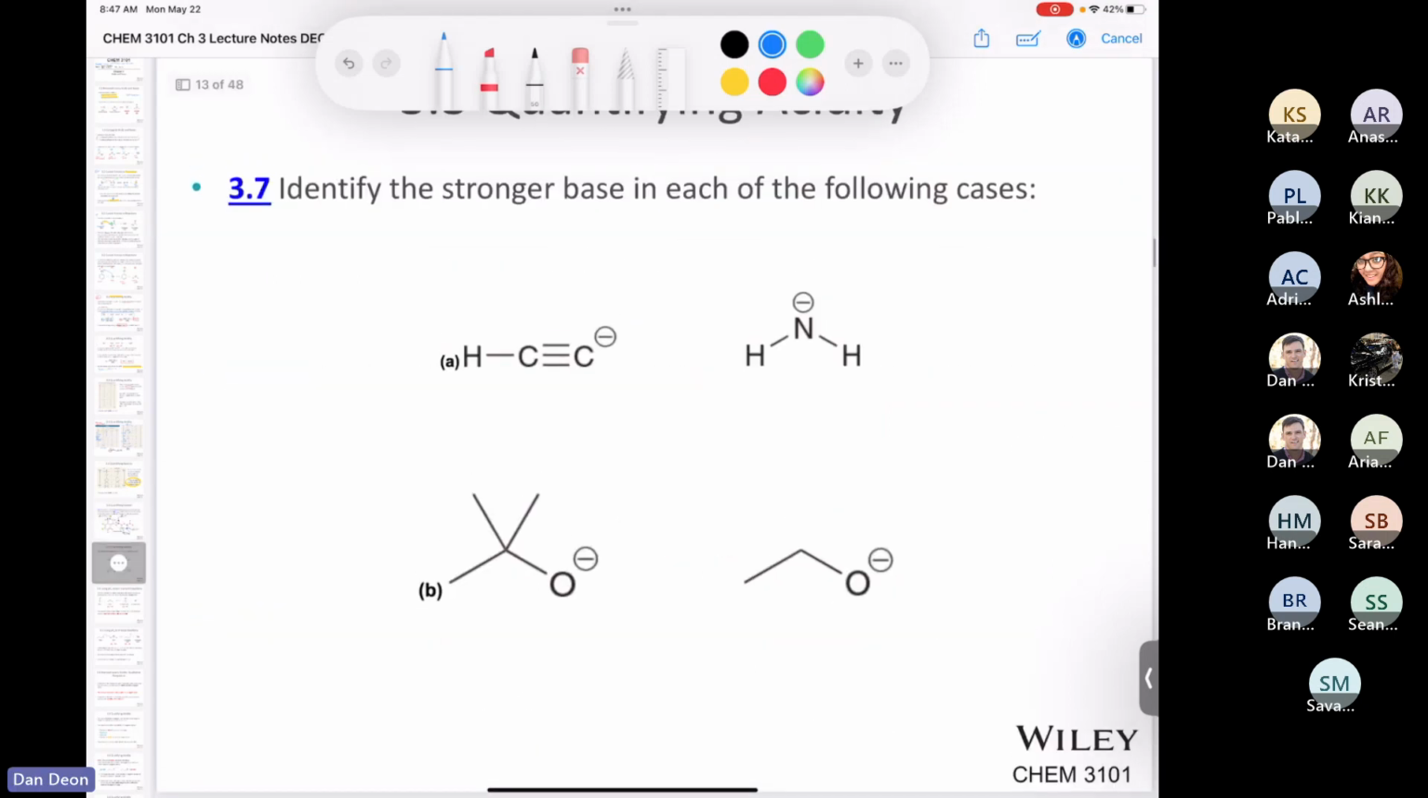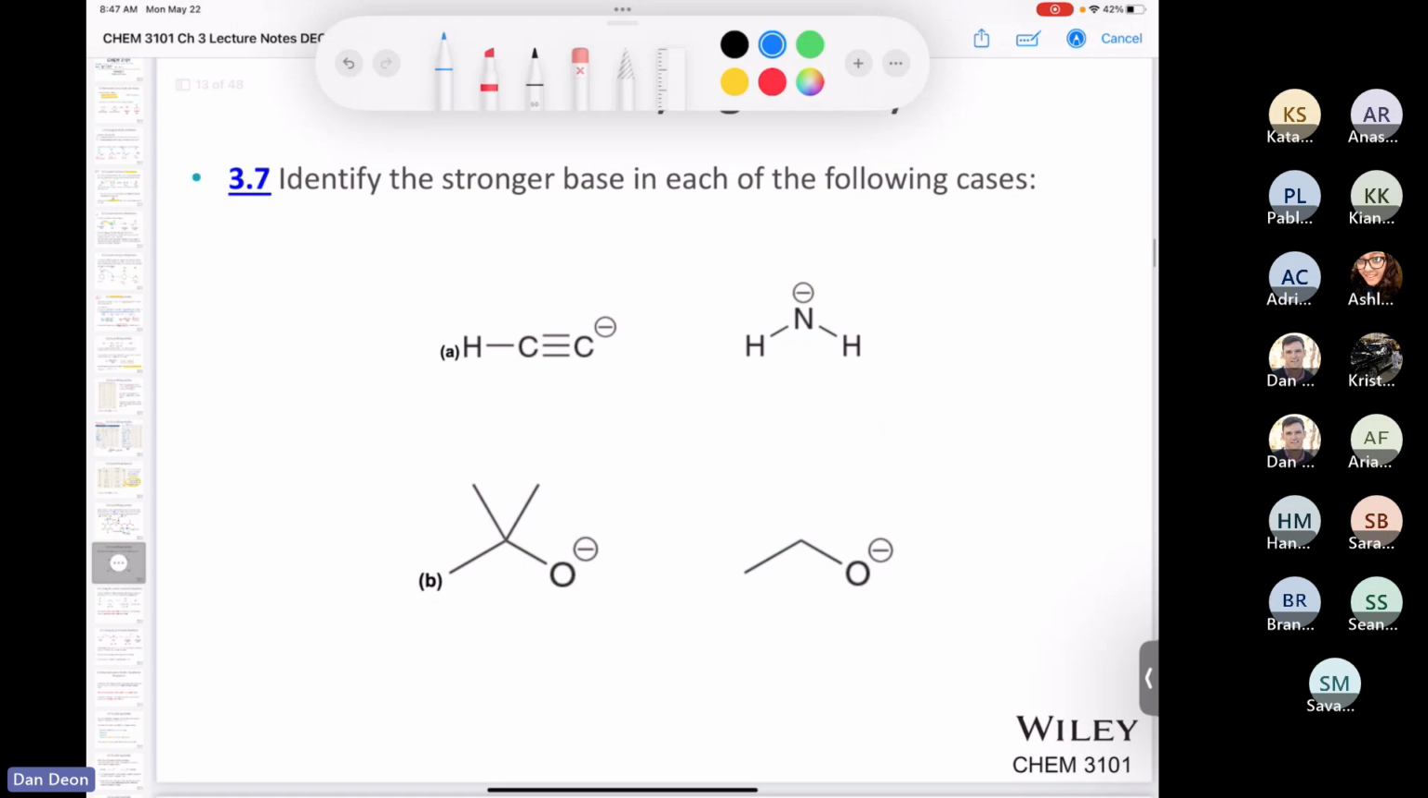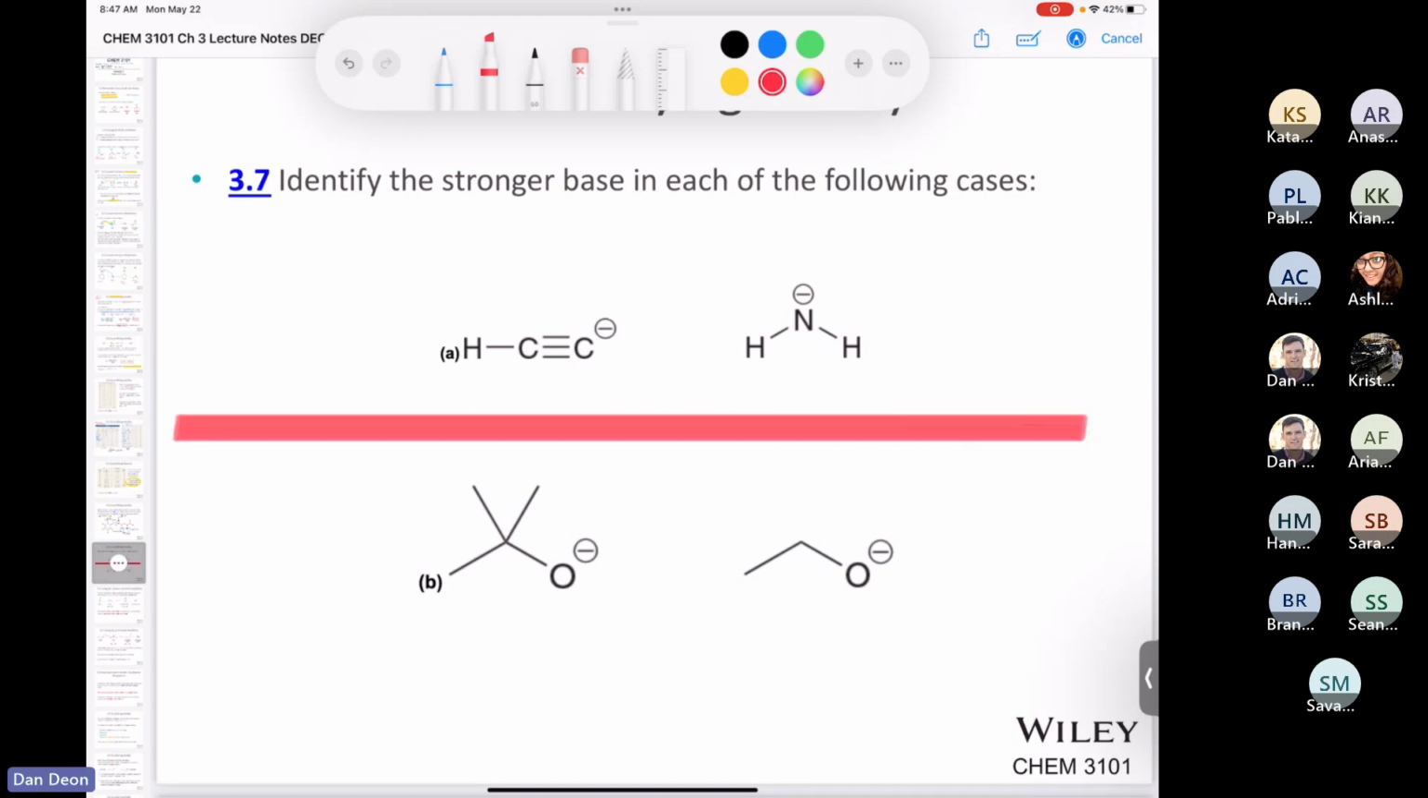Let's take a look at another question here. This is question 3.7. It says, identify the stronger base in each of the following cases. There's two questions here, question A and question B. I'll divide the page in two pieces here. So if I call this one A, and I call, well, maybe I'll use numbers since the problem, number 1 and number 2. Can anybody tell me which one of these is going to be a stronger base?